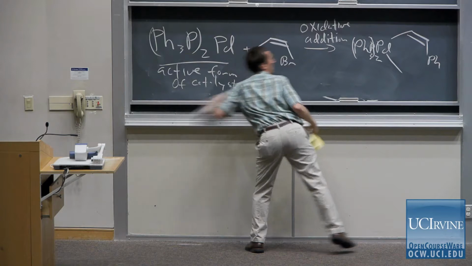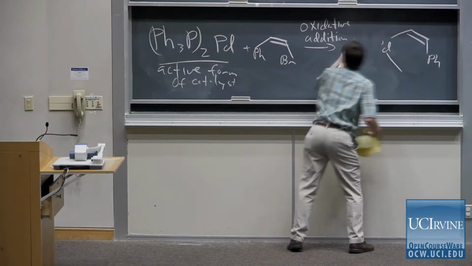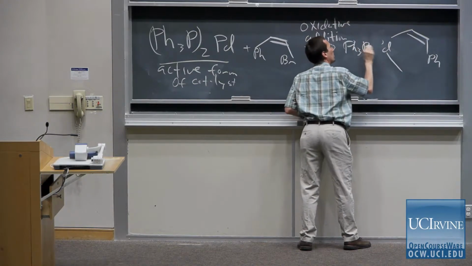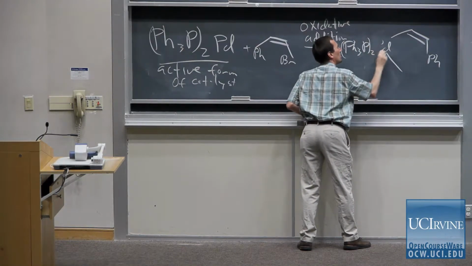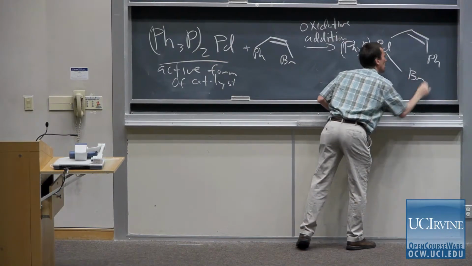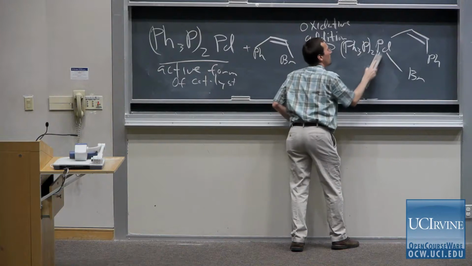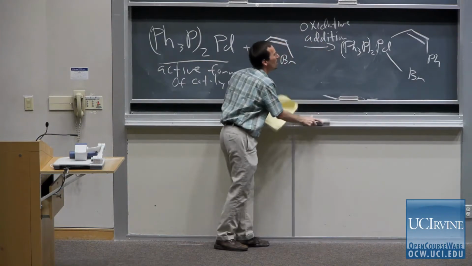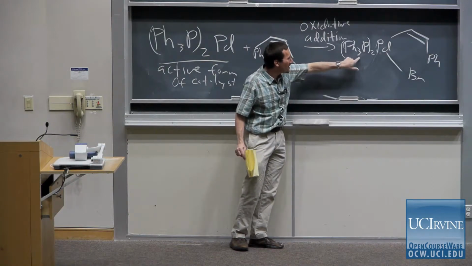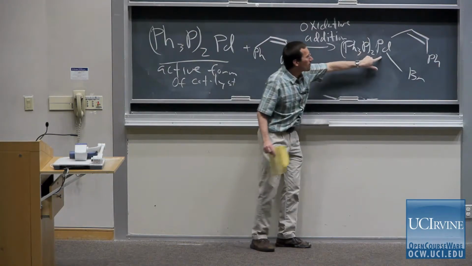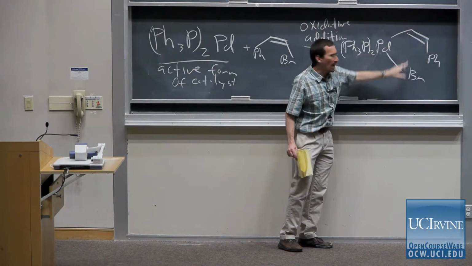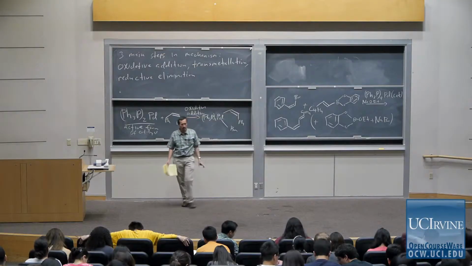I gotta write that a little bit neater. I'm not doing a good job at being neat here. All right, so we have 2 triphenylphosphines, PPh3 twice, palladium. Now the palladium has the alkenyl group bound to it and the halide group bound to it.